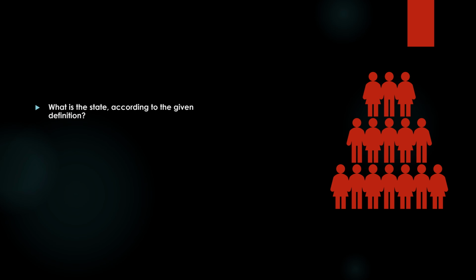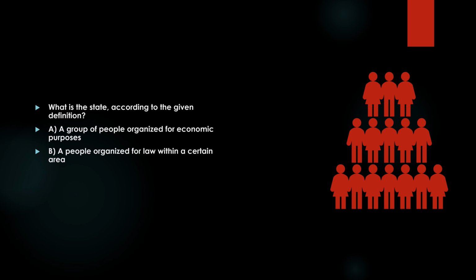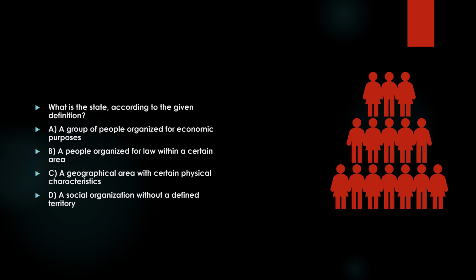What is the state according to the given definition in the book? A group of people organized for economic purpose, a people organized for law within a certain area, a geographical area with certain physical characteristics, a social organization without a defined territory. Answer B, a people organized for law within a certain area.